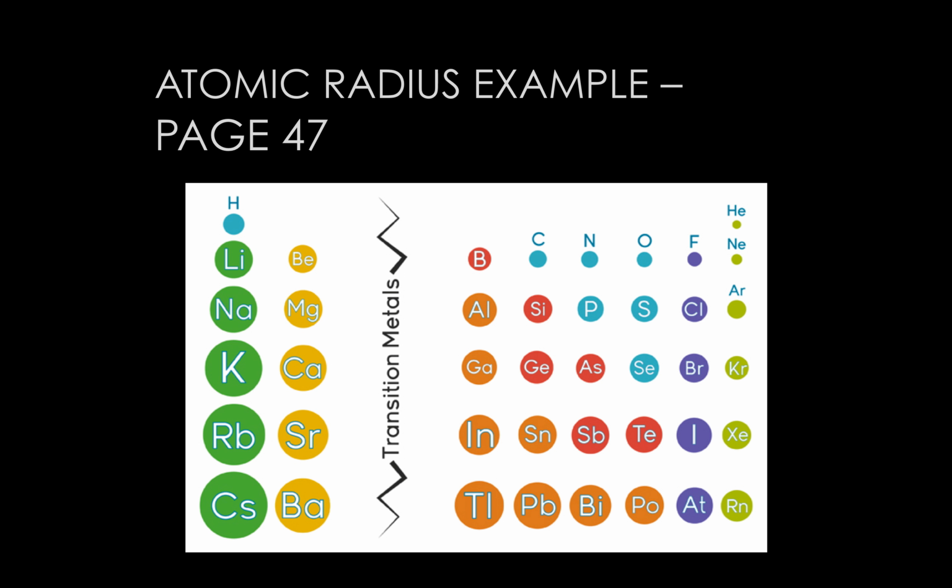So here's a visual representation of atomic radius. As you can see, transition metals are skipped again, so we're only looking at representative atoms. Going down group 1, lithium to cesium, cesium is bigger because it's further down. And then going from lithium to fluorine, fluorine is the smallest because you have an increase in nuclear charge, so there's more of an attractive force between those valence electrons and the nucleus.